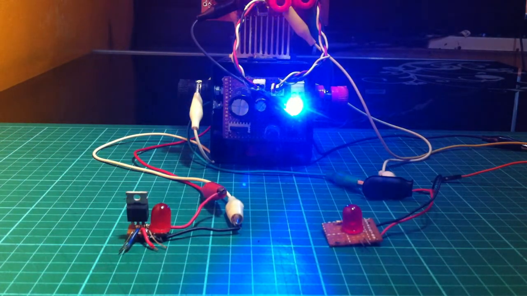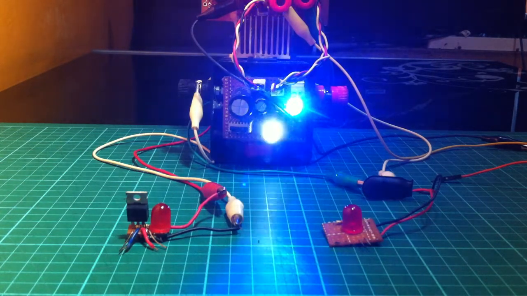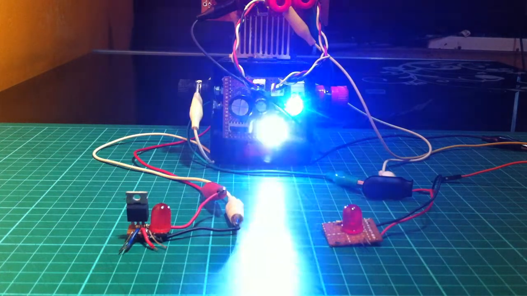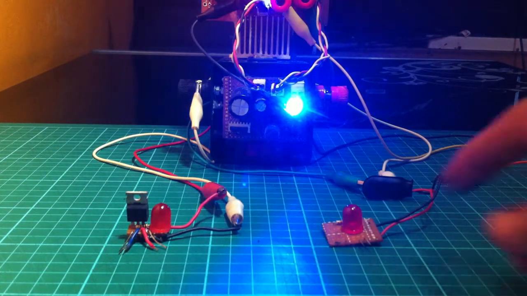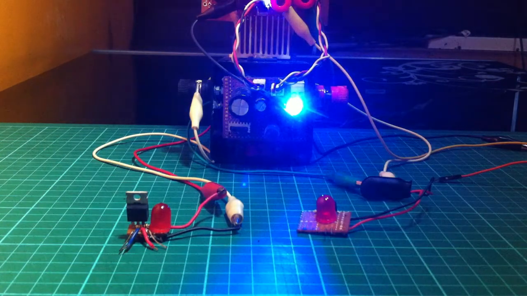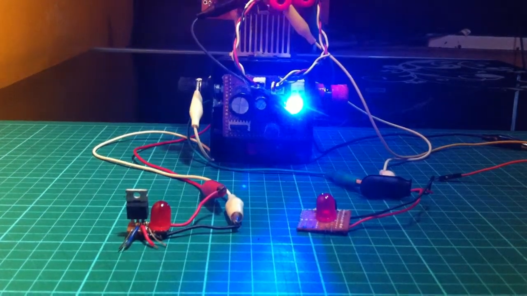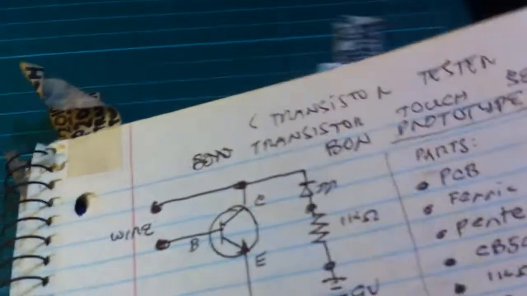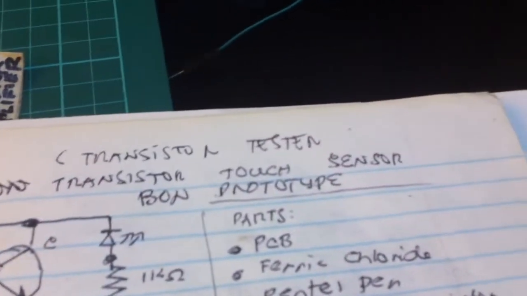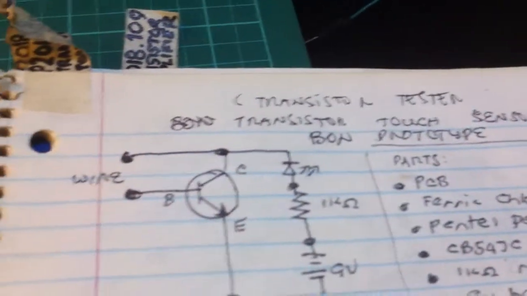And we are interested in this human touch capacitive sensing with this circuit. So let us see the circuit diagram of our previous circuit. We have here a transistor touch sensor prototype. This is the previous circuit.